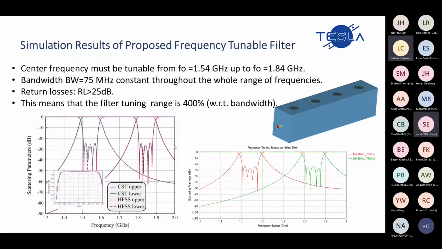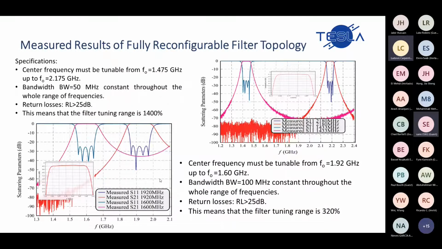So we started our experiment from this, and at the end we were able to tune the filter down to 1.54 gigahertz while maintaining the constant bandwidth. Moving ahead, this work has been validated with HFSS, and then we moved ahead to design a fully reconfigurable filter topology with our studies, which was able to tune the frequency at the same time.